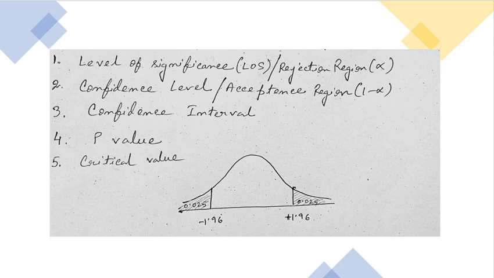And now comes number 5, what is critical value? It is a threshold on the scale of a test statistic that divides a probability distribution into an acceptance region and a rejection region.